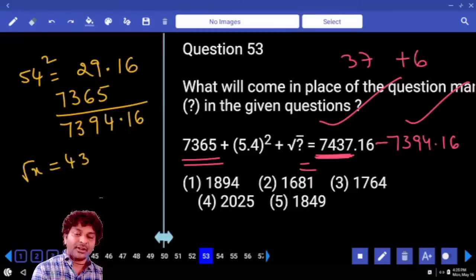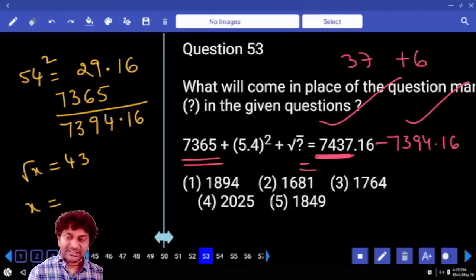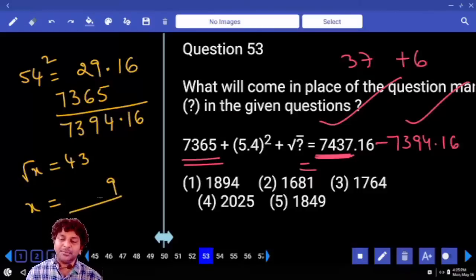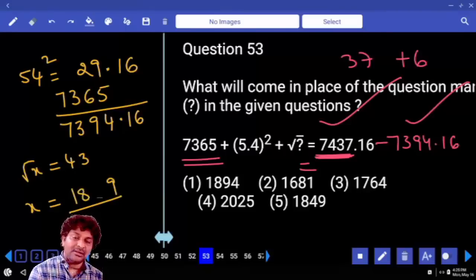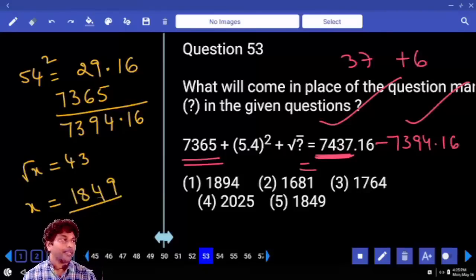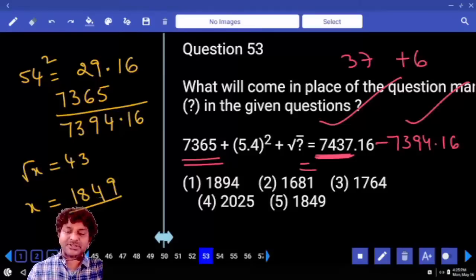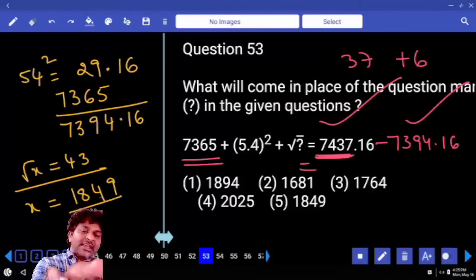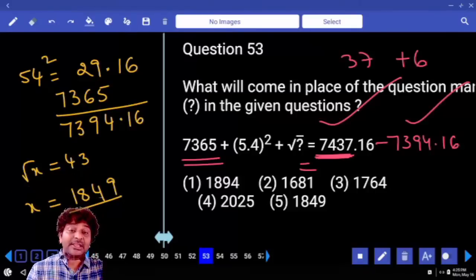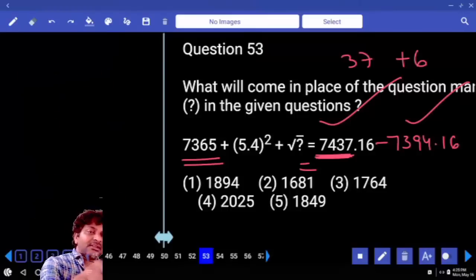Then root x is equal to 43. X is equal to 43 square. Correct? 43 square ends with, and there is only one option, 1849. Understood? So what square are you supposed to calculate? Root x is equal to 43, x is equal to 43 square. Once look, 54 square and 43 square.